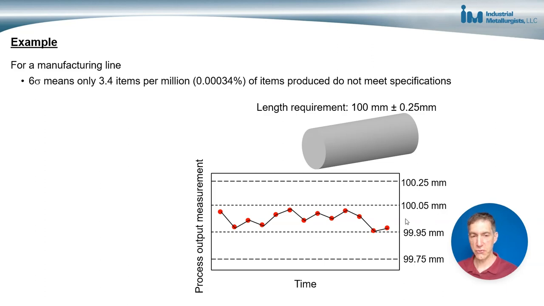And then these are the control limits. We want to try to keep the process between these two limits. 6 sigma means that only 3.4 items per million of this thing produced don't meet these specifications. That means that those points would fall outside of the upper limit or the lower limit.